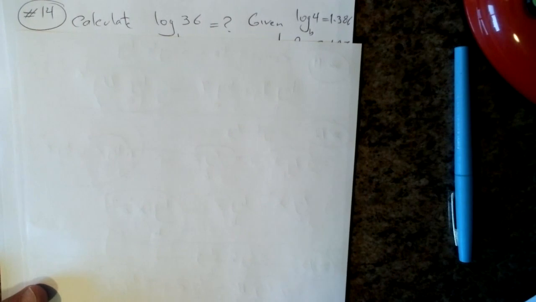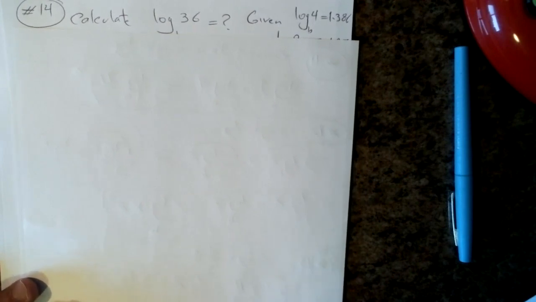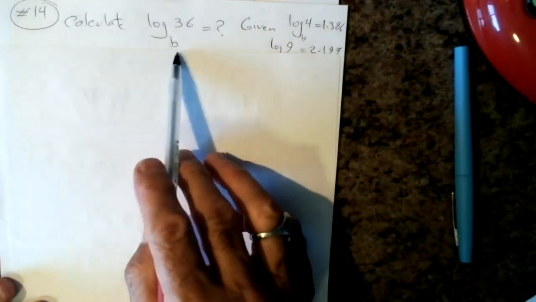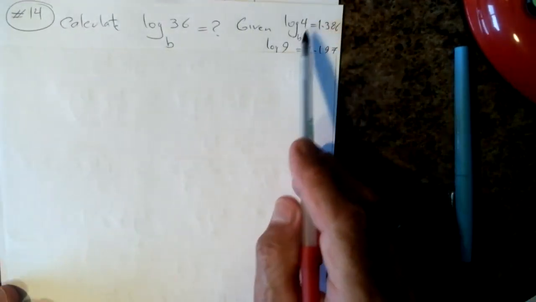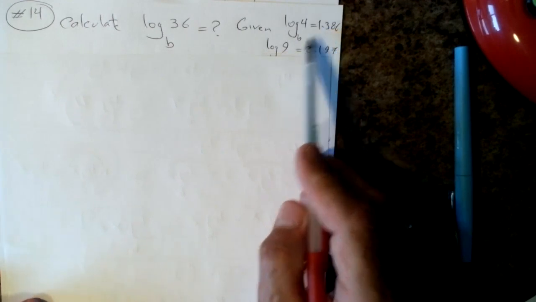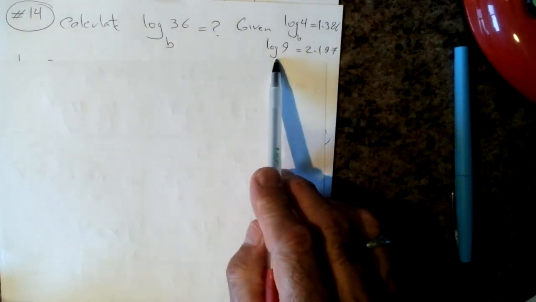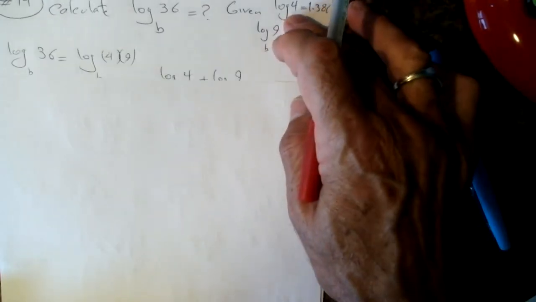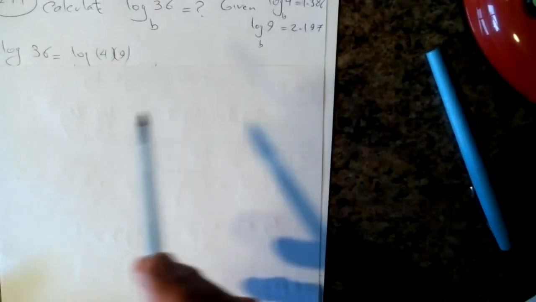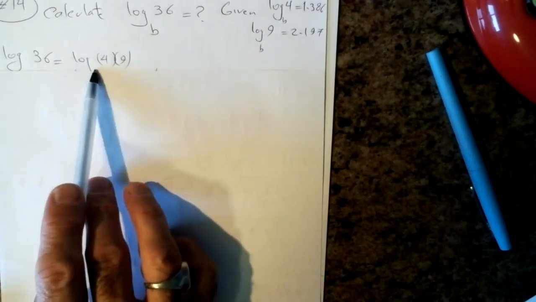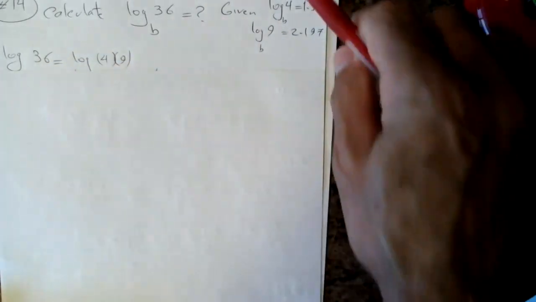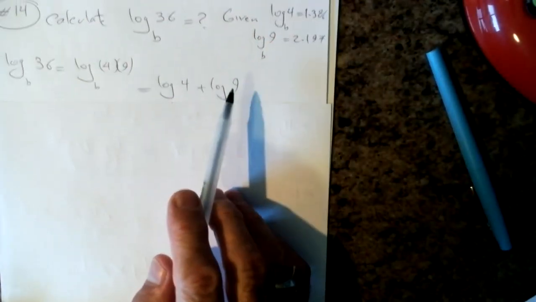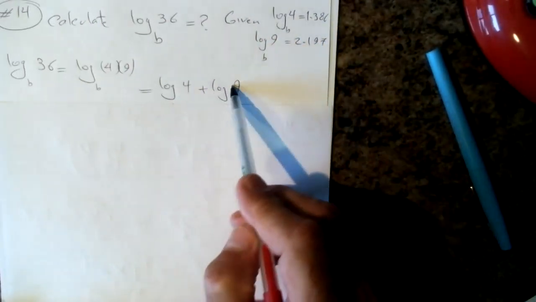In a problem like this, they ask you to calculate log of 36. And what they give in the problem is, see, I cannot use the calculator because it doesn't give the b, but they're saying log of 4 with base b is this, and log of 9 with base b is 2.197. So what I do is, these two are given. So I change 36 to 4 times 9. Then I use the rule of log of multiplication is equal to log of summations. Then I have all these numbers and I'll substitute them here.